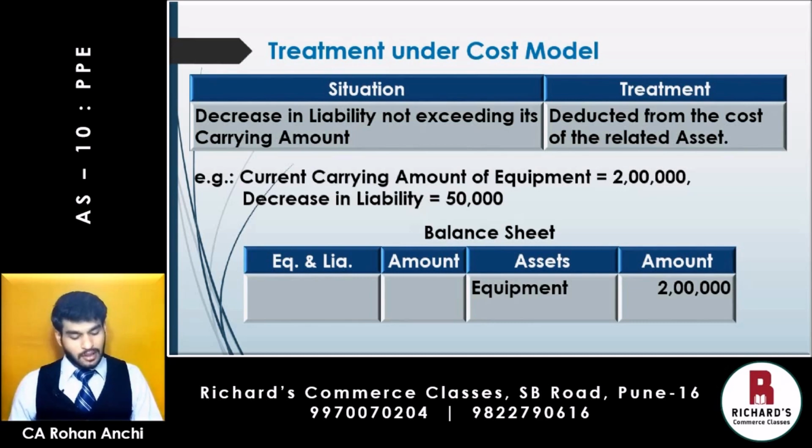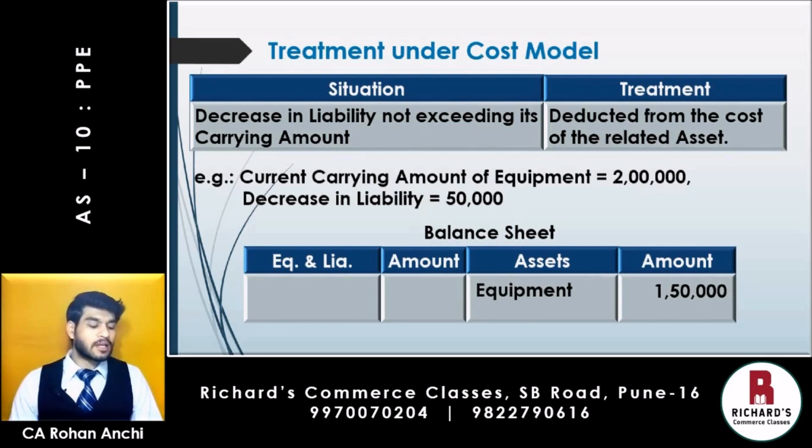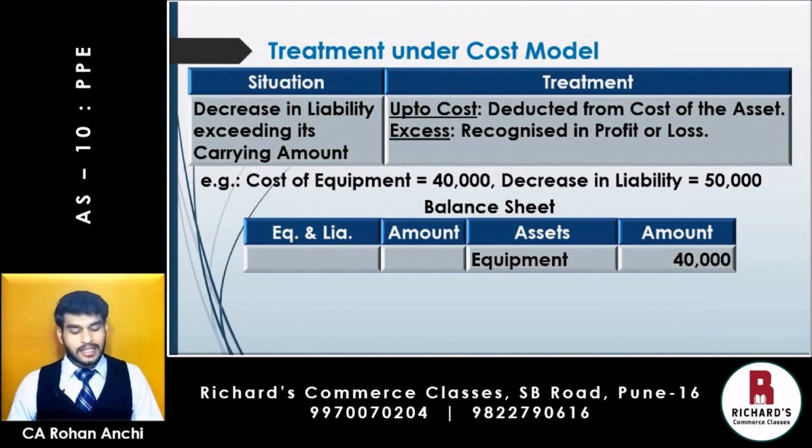So again, taking an example, current carrying amount of the equipment is 2 lakh rupees. So if you see in the balance sheet on the asset side, equipment is stated at 2 lakh rupees and there is a decrease in liability of 50,000 rupees. Then what should be done is it should be deducted from the cost of the asset. So 2 lakhs minus 50,000, the new carrying amount will be 1 lakh 50,000. And there can be a third situation wherein there is decrease in liability but exceeding its carrying amount. The decrease in liability is to such an extent that it is exceeding the carrying amount.